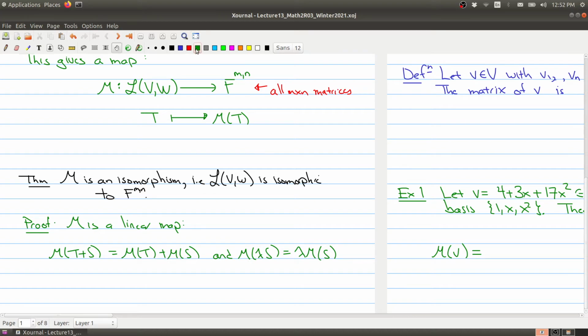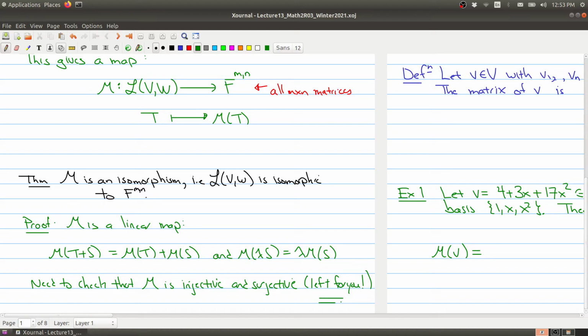So these two things show us that we can view M as a linear map between these two vector spaces. And then what you need to do, and I'll leave this for you, is check that M, thinking of M as a function, is injective and surjective. The details aren't too hard, but I'll leave them for you to do.